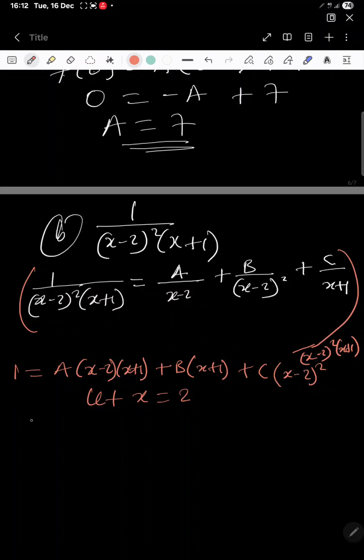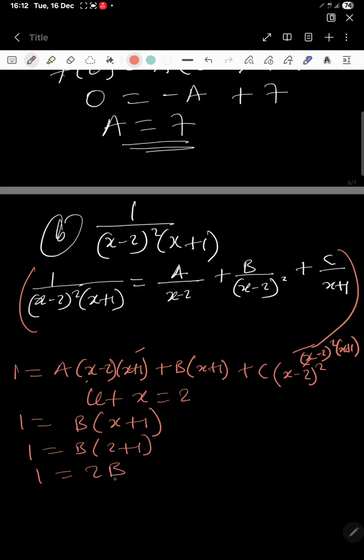So let's do that. We are going to say 1 is equal to, this part will go, this part will go. For C, we remain with the part for B only, which is going to be B times (x plus 1). Okay, then we put 2 where there is x, which is going to be 1 is equal to B times (2 plus 1), which is going to give us 1 is equal to 3 times B, which is 3B.